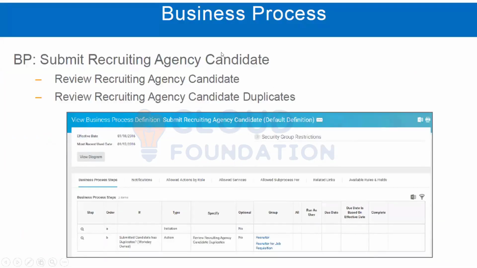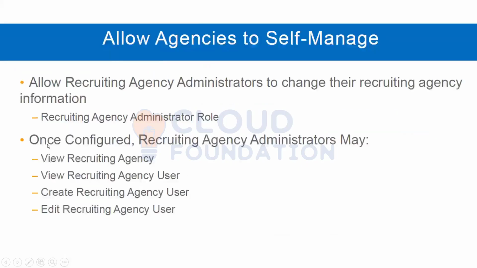And this is the BP, Submit Recruiting Agency Candidate. It has these two main steps which we can include. And then we can allow agencies to self-manage as well. So here they are talking about that recruiting admin level role. Allow recruiting agency administrators to change the recruiting agency information. Once configured, the recruiting agency administrator may be able to see all these options.